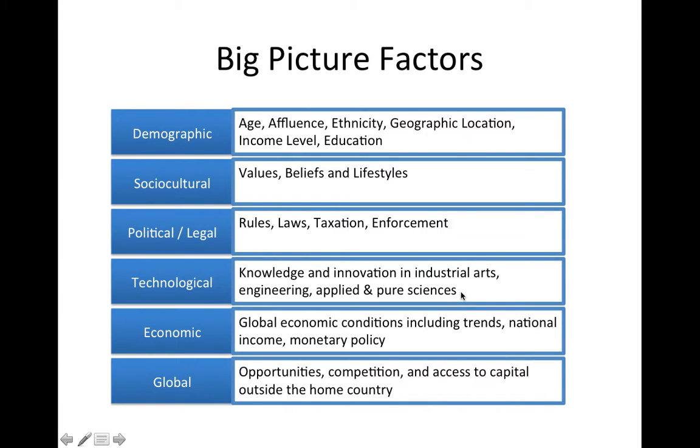So in the big picture, there are a number of factors that could influence the environment, influence your customers, influence your industry, and obviously could go beyond that. We generally break those into 6 categories. The first is a demographic category, and that talks about age, affluence, which is usually income level but really it's wealth, ethnicity, geographic location, education, the things that you would use if you said, I want to describe somebody in terms of their situation.